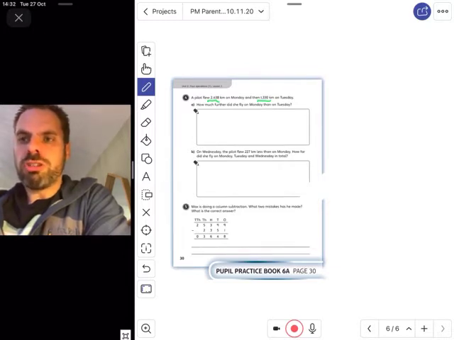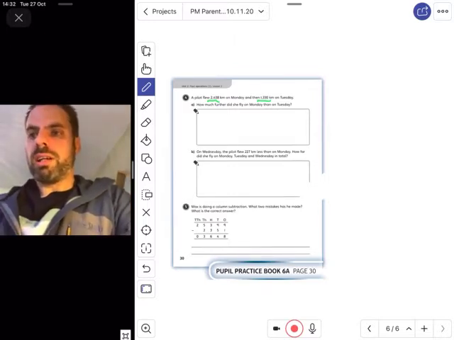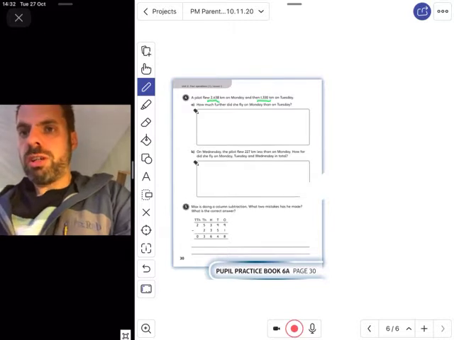So in other words, it's a finding the difference type of question, because they flew further on the Monday than they did on the Tuesday. You need to find out, what's the difference between what they flew on the Monday and the Tuesday? So there we have a subtraction. And it's very likely in this situation that they're going to be using a column.